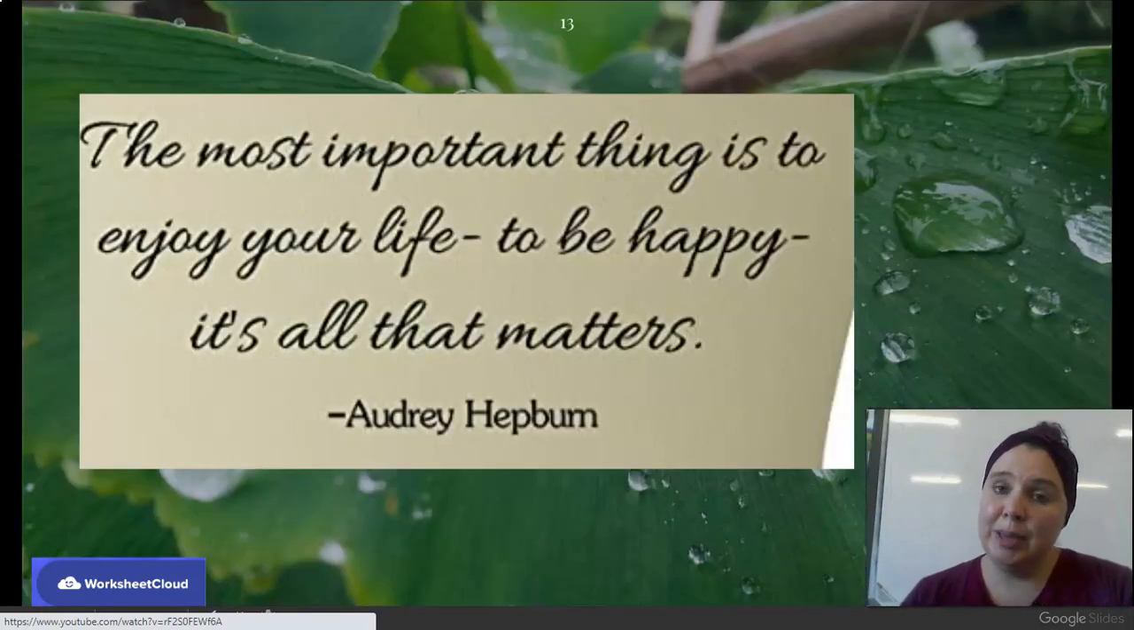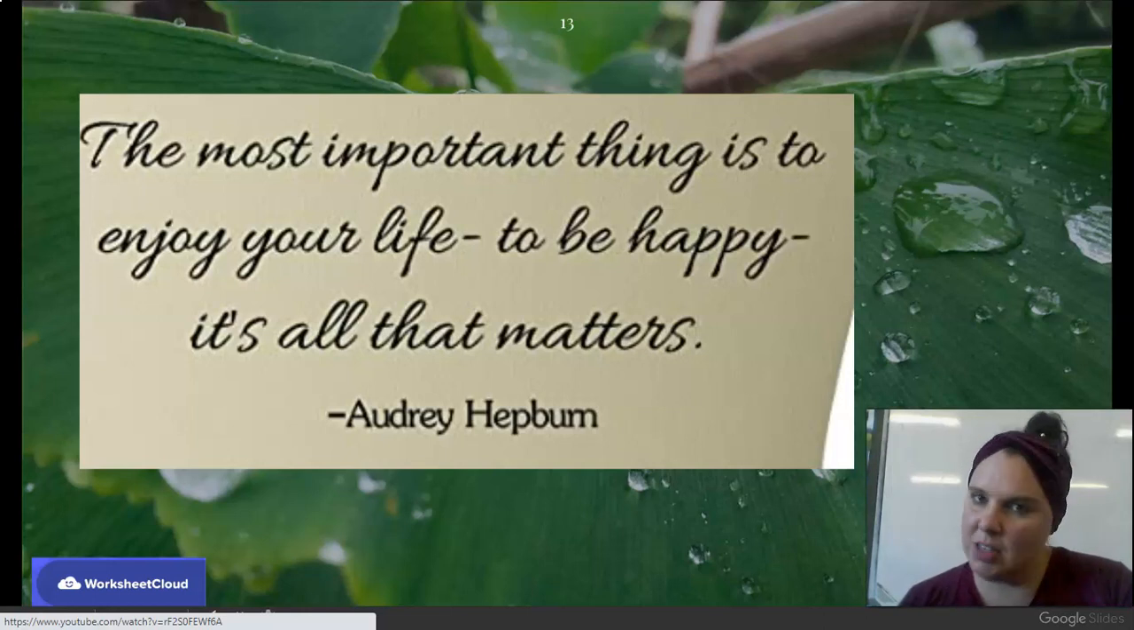All right, so keeping in mind our inspiration theme, the most important thing is to enjoy your life, to be happy. It's all that matters. And I think when you find inspiration and when something makes you happy, that is the purpose of life. Don't chase material possessions because that's not going to fulfill you. You need to focus on your feelings and emotions, and that is the great purpose of life.